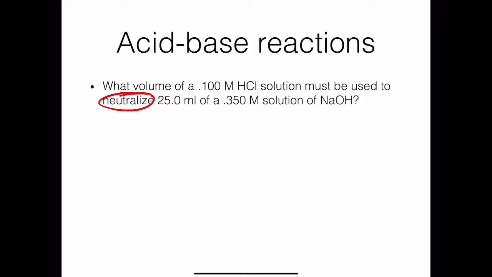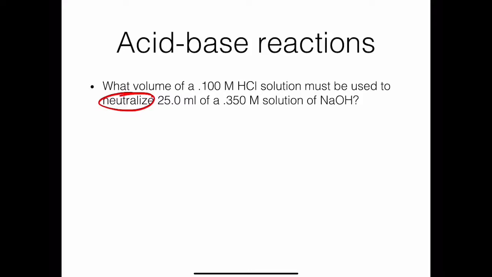We know if something is neutralizing something else, it is canceling out its effects, and that's what we want to look at here. But what we need to know is that neutralize is referring to the number of moles that are canceling each other out. So when a base has a certain number of moles and the base is neutralized by an acid, that means the number of moles are equal.